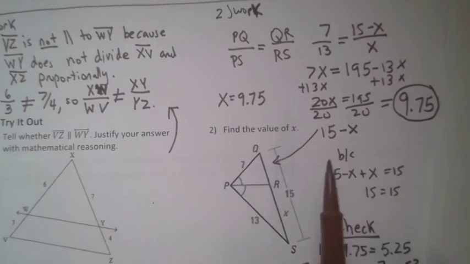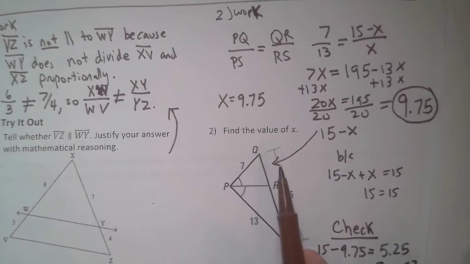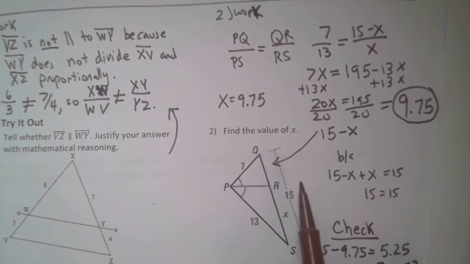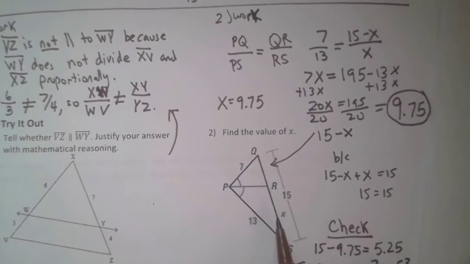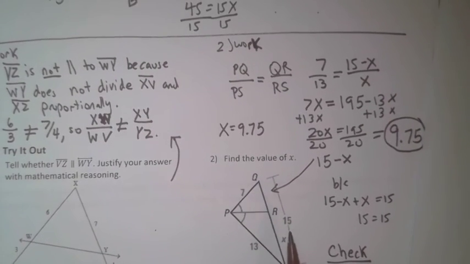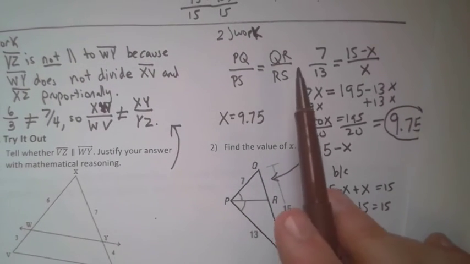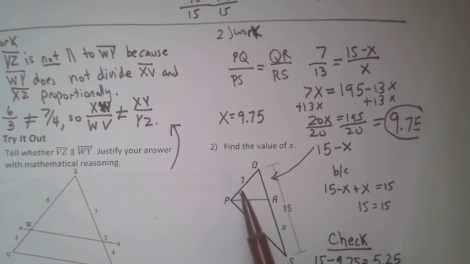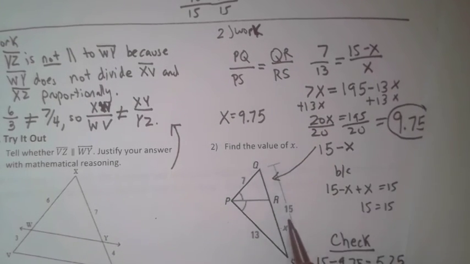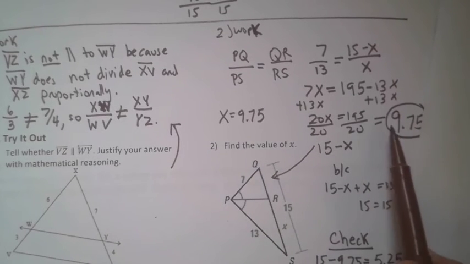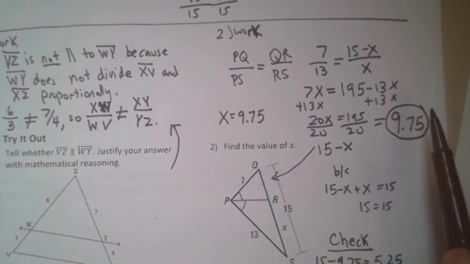On the right-hand side, a little more involved. We're first going to label this part as 15 minus x, because if this part's x and the whole thing's 15, this part can be 15 minus whatever this is. And now we're going to use the angle bisector theorem. 7 over 13, side over side, equals part over other part. If we solve this, we get 9.75.